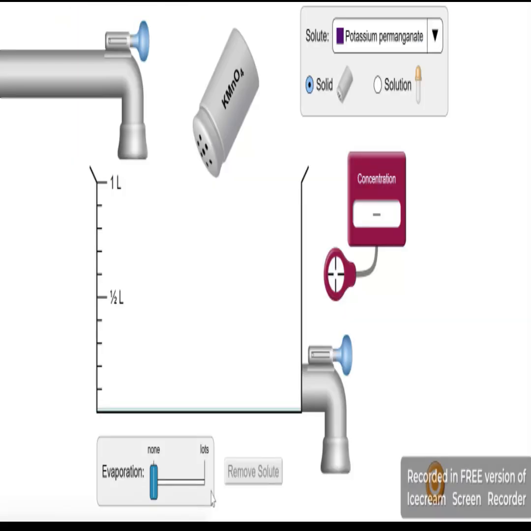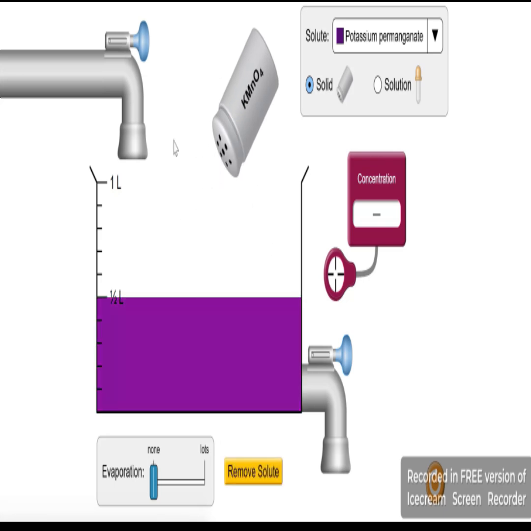First, let's make a solution of KMnO4 in 500 ml to measure its absorbance depending on its concentration. First, fill the beaker with water up to 500 ml. So this is the 500 ml of water. Now add a specific amount of KMnO4 in it to make its aqueous solution. So this is the aqueous solution of KMnO4.